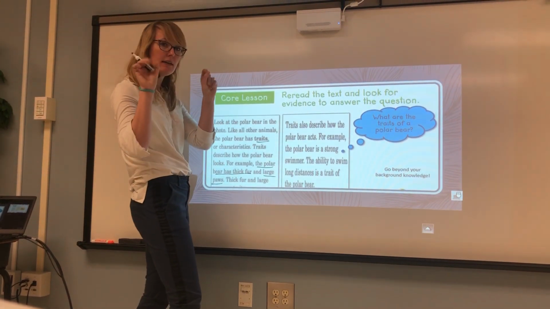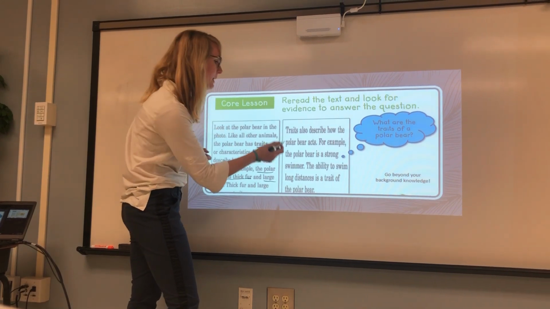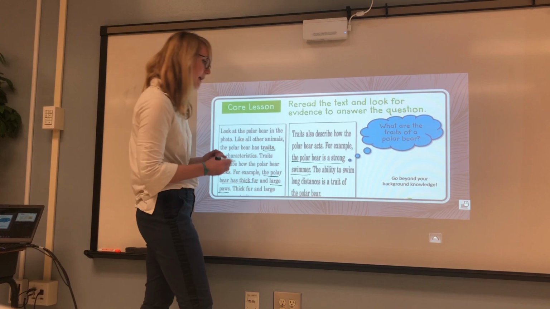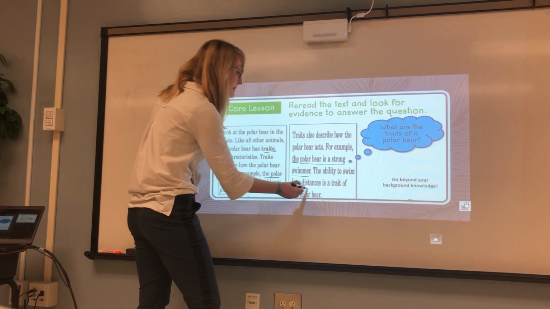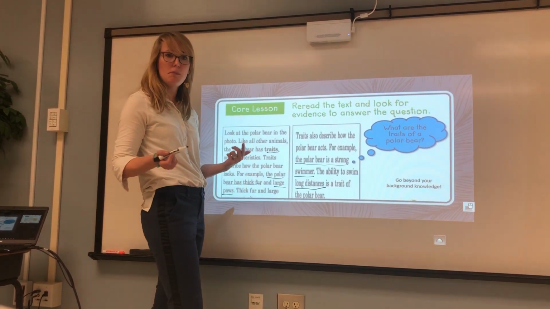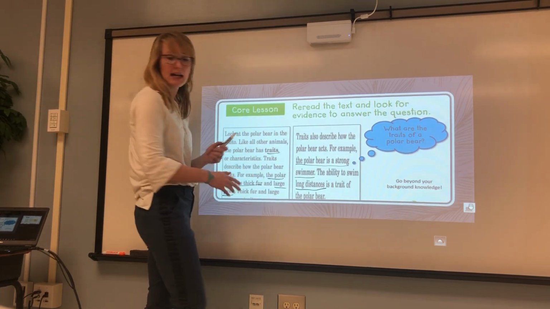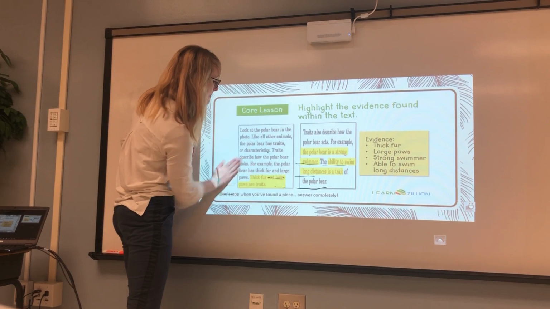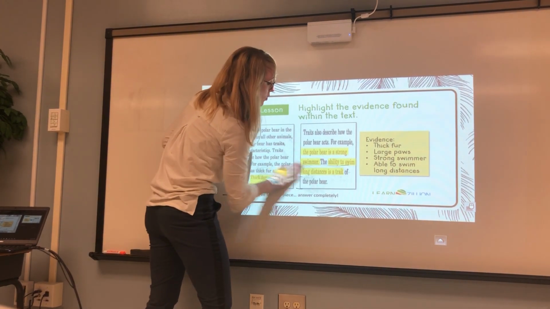For example, I found evidence again. The polar bear is a strong swimmer. The ability to swim long distances is a trait of the polar bear. So what I've done is I have identified evidence that really matches the question.